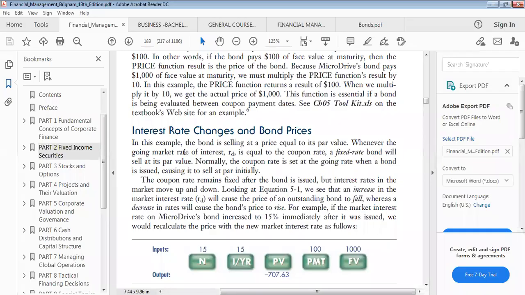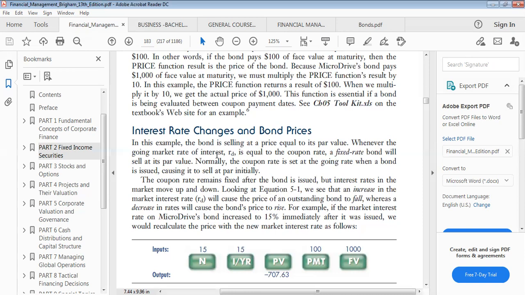Interest rate changes and bond prices. As I said before, in the example, the bond is selling at a price equal to its par value. Whenever the going rate of interest, RD, is equal to the coupon rate, a fixed rate bond will sell at its par value. Normally, the coupon rate is set at the going rate when a bond is issued, causing it to sell at par initially.